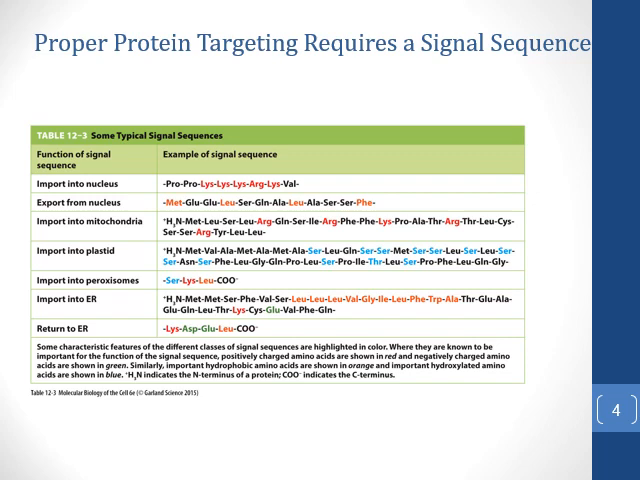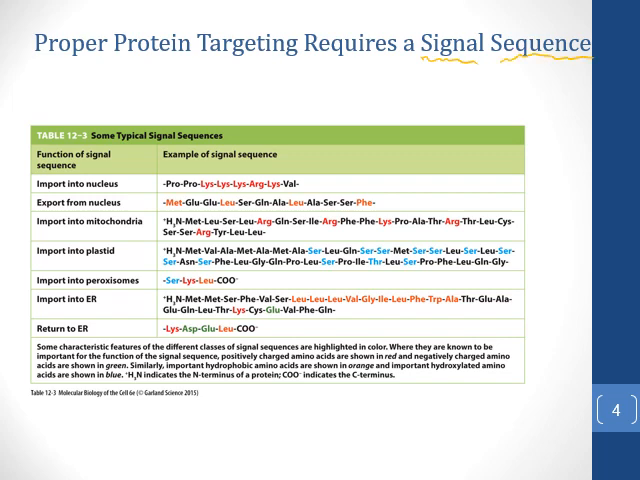So in general, what we're going to see is that in order to get a protein to a particular organelle, that protein is going to have a signal on it. That signal that tells it where to go is called the signal sequence.